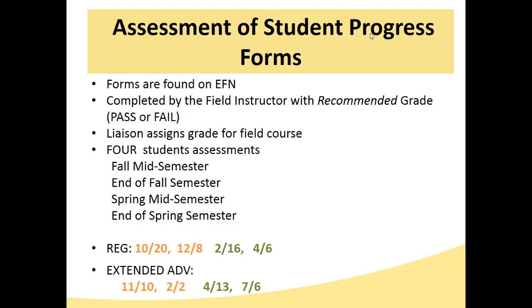There are 4 formal student assessments. There are 2 mid-semester assessments, one in the fall and one in the spring, and 2 end-of-semester assessments, one in the fall and one in the spring. The dates for those assessments are at the bottom of this slide. For a regular schedule, and in your advanced year, you may choose the extended option, which would be being in field for 2 days a week versus 3 days a week. And the dates there are the dates that you would have if you were an extended advanced student.